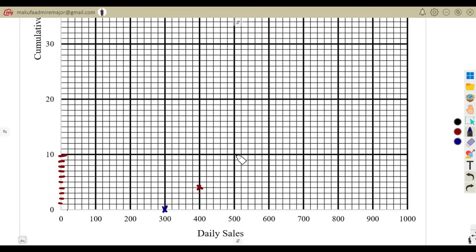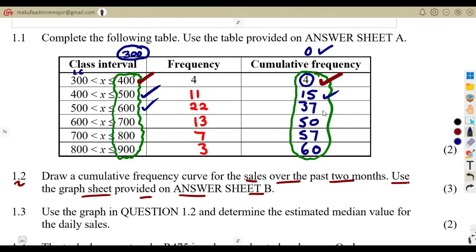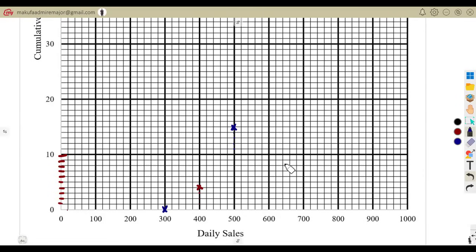This is 500 going up. So for 15, we need 5 boxes going up from 10. That's 11, 12, 13, 14, 15. It was going to be somewhere there. All right, that's a 15. 500 versus 15. Another one, 600 versus 37.